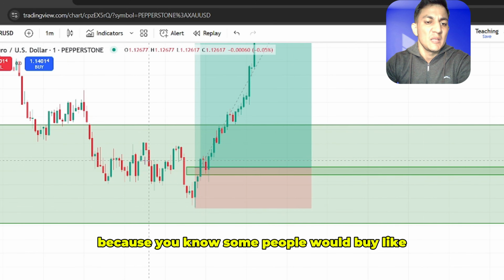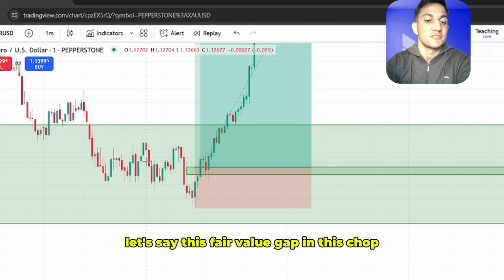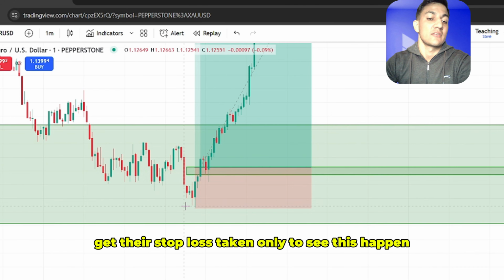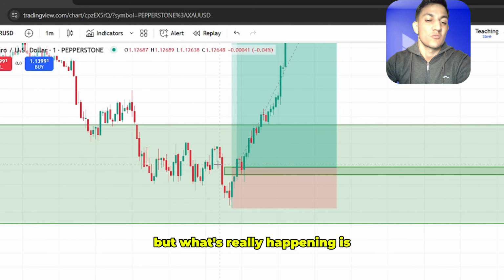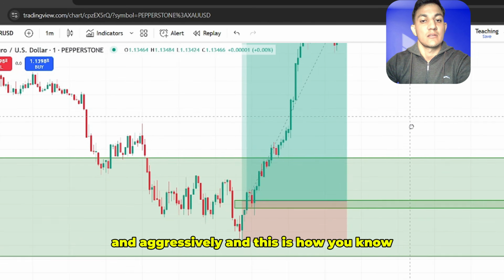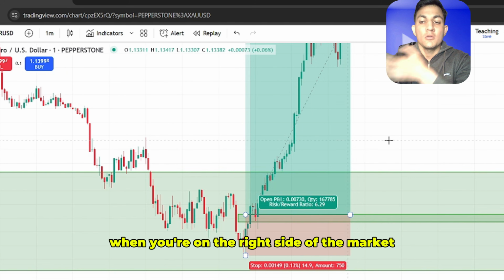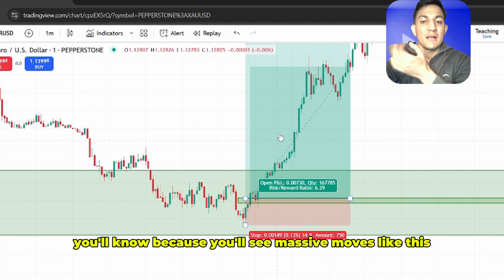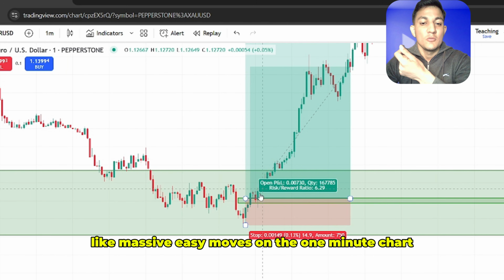Because some people would buy, let's say, this fair value gap in this chop and then get chopped up, get their stop loss taken, only to see this happen. But what's really happening is price is just consolidating, because we're kind of in early London session. We have our liquidity sweep, the fair value gap forms, and then price shoots off massively and aggressively. And this is how, when you're on the right side of the market, you'll know, because you'll see massive moves like this. Massive, easy moves on the 1-minute chart.